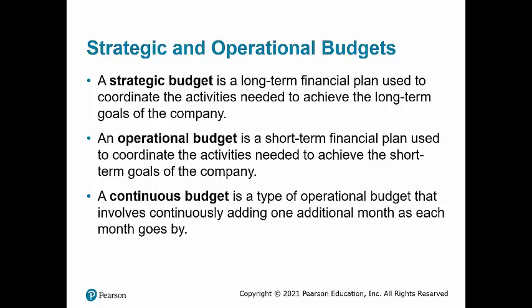Some companies will develop a variation of an operational budget that maintains a continuous projection into the future. So a continuous budget is just a type of operational budget that involves continuously adding one additional month as each month goes by. So when a company uses continuous budgeting, the company revises the budget by replacing the month that just ended with a month at the end, so there is always a continuous 12-month period. Continuous budgeting allows a company to constantly monitor the budget and keep track of current and future amounts.